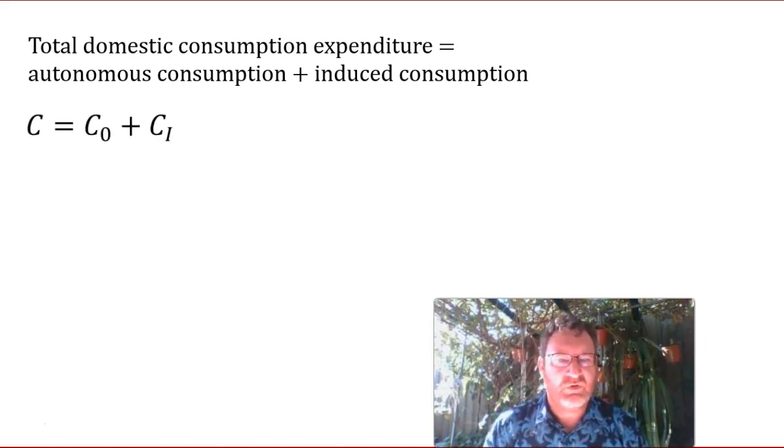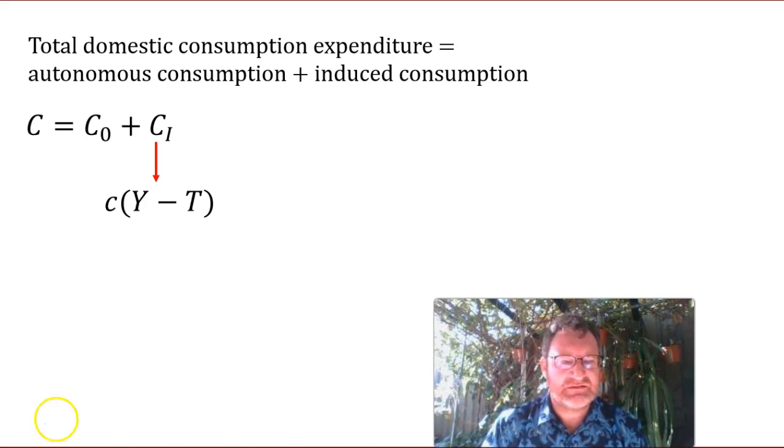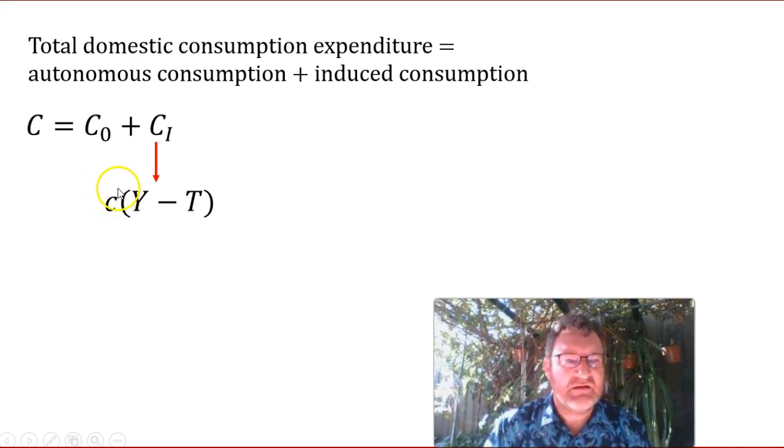So if we wanted to put it in symbolic form, we can write it like this. C equals C0, which is autonomous consumption, some fixed amount of consumption which occurs no matter what, plus CI, which we're going to call induced consumption. Now, when we come to induced consumption in particular, we need to remember that this is some amount of consumption which will occur due to the level of disposable income. So we can write it like this. It's some percentage, little c, of the disposable income. Disposable income is the total income minus the tax, which is, in this case, a fixed amount of tax, so that's nice and easy. The little c here is the marginal propensity to consume.